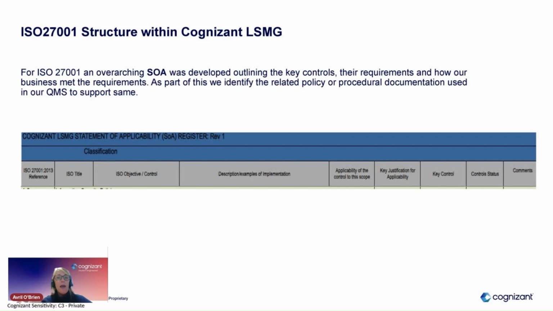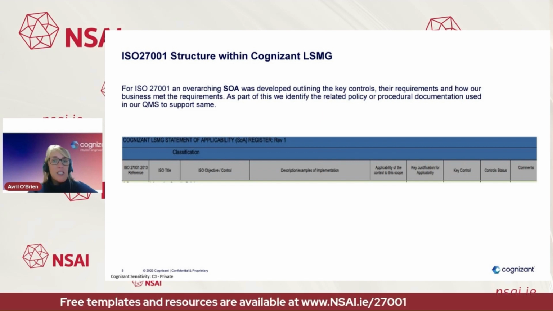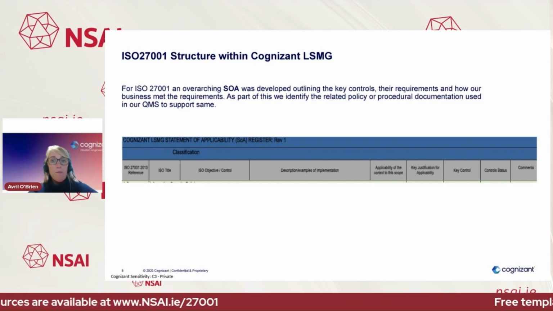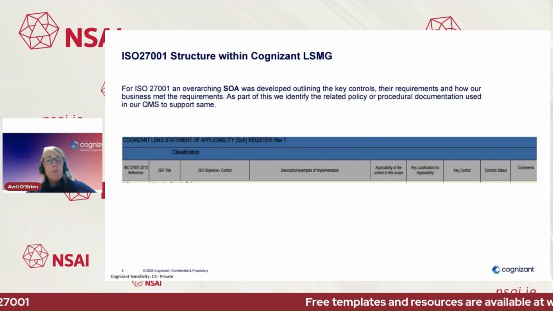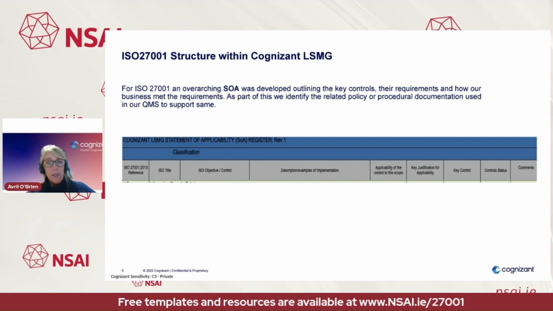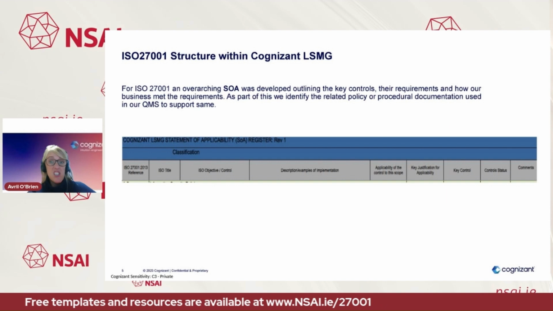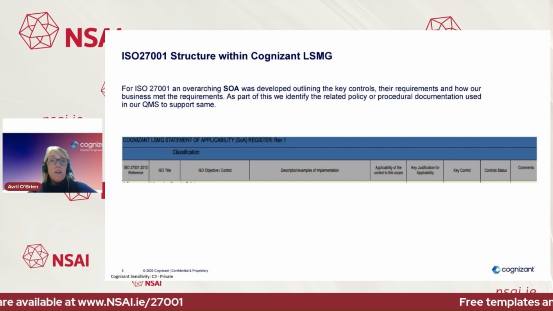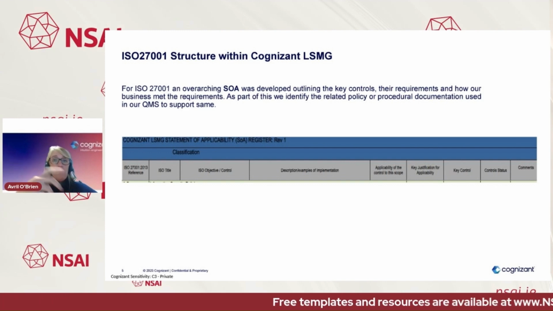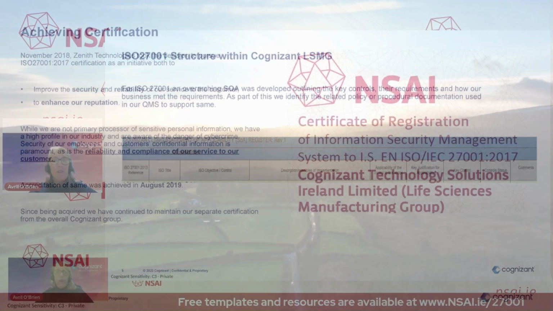management. And then we would touch on the applicability of it to us, the scope of it in the business, and then the key justification for that applicability. So some of the key justifications might be a risk requirement, a business requirement, or a legislative requirement around data protection. So we would address all of that here, and then we refer out to our key control, which is any of our policy or procedure documents.